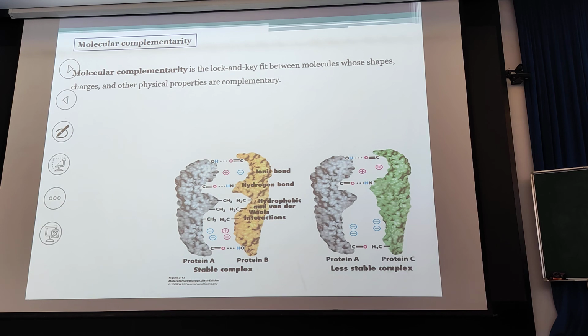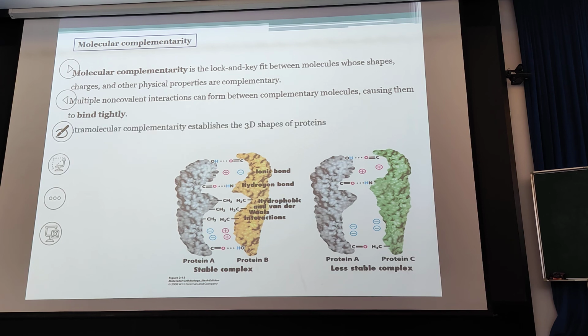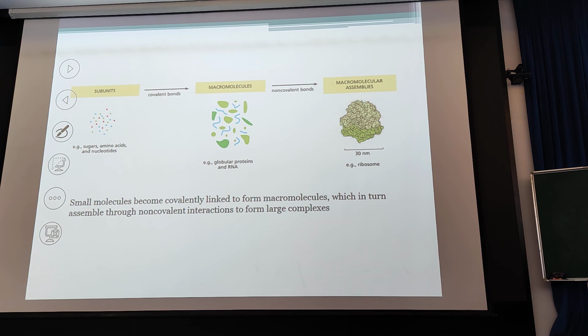So molecular complementarity is like keys and locks fitting, in shape, charge, and other physical properties. Multiple non-covalent interactions formed between complementary molecules cause them to bind tightly. Intramolecular complementarity establishes the 3D shape of proteins. So why do we study complementarity?